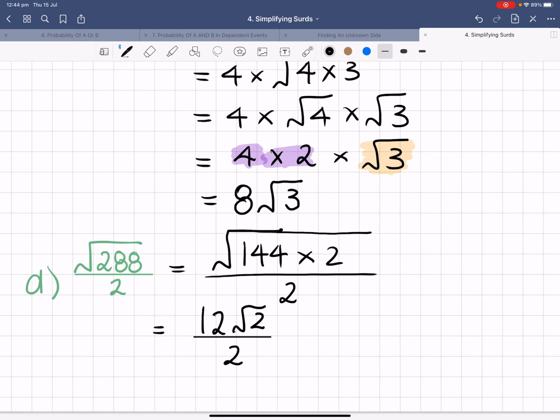Now what we can do is simplify this because we've just got the numbers. So when you've got the things that are the same, you can simplify further, okay? So the numbers on their own are the same. Now, what's a number that goes into 12 and 2? Well, that's 2. And that goes into itself once, goes into 12 6 times, and then we're left with 6 square root 2.